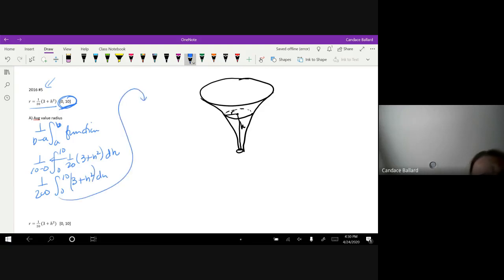I'm going to integrate that. So we've got 1 over 200. When I integrate the 3, I get 3h. When I integrate the h squared, I get h cubed over 3, from 0 to 10.